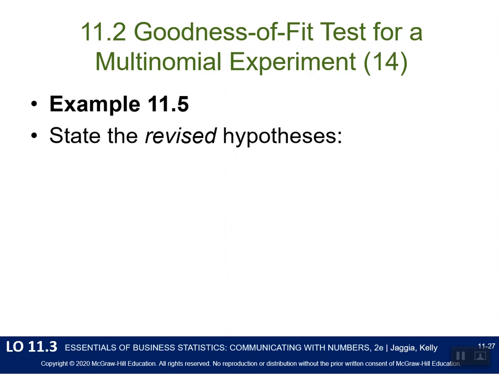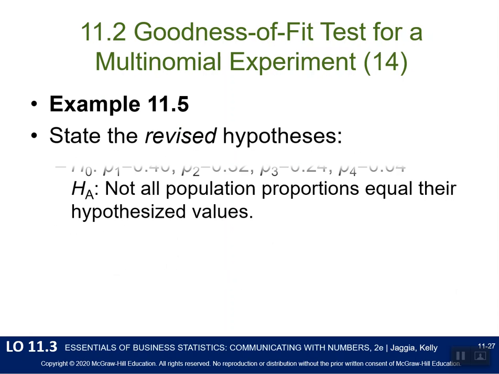So now we need to revise our hypotheses. So our new hypothesis is that firm 1 is 40%, firm 2 is 32, firm 3 is 24, and now firm 4 and 5 together, we're just going to lump those together and call that the probability of 4. That's 4% now. So that's the 2% for firm 4 and the 2% for firm 5. We've added those together to calculate that combined probability.